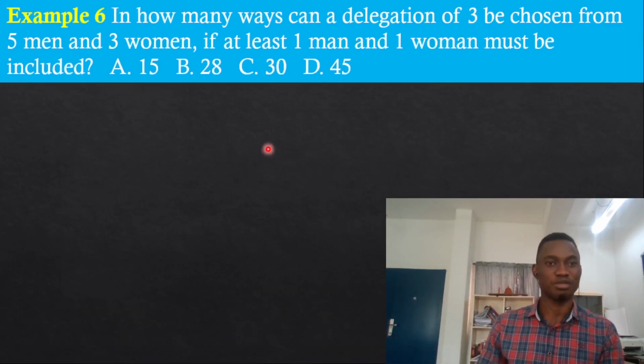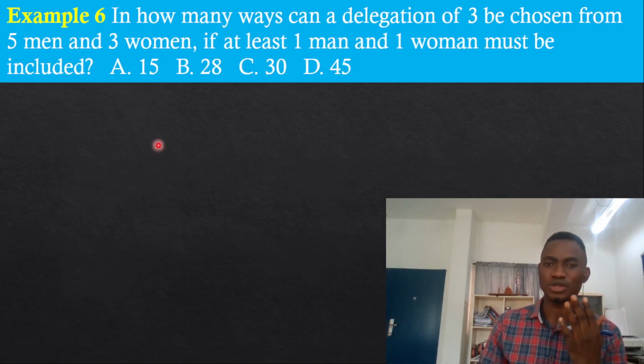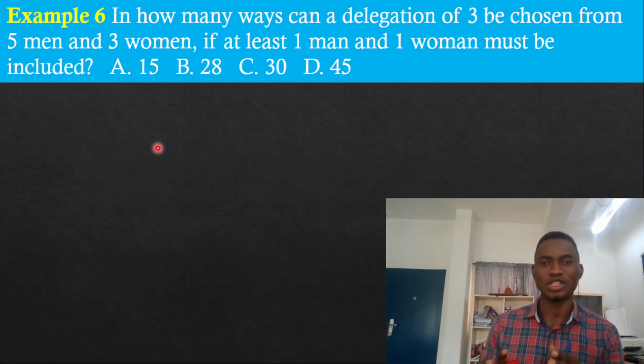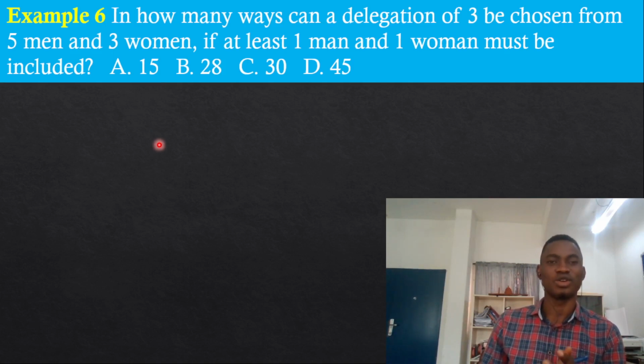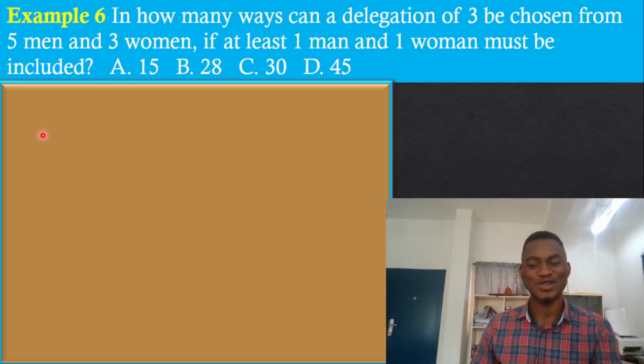We have example 6 before us. In how many ways can a delegation of three be chosen from 5 men and 3 women, if at least one man and one woman must be included? All right, a condition is given to us here. This is what we call conditional combination, or combinations with conditions. I'm going to do a video on that. We'll solve a number of questions that have conditions, so that we will gain mastery on this topic. All right guys, let's look at the solution.